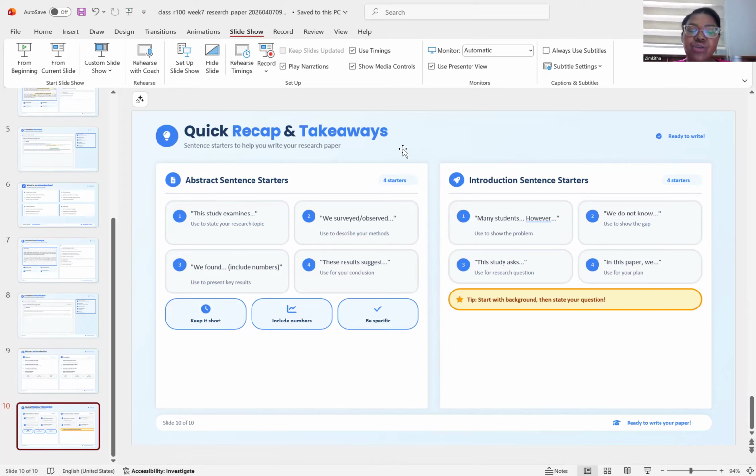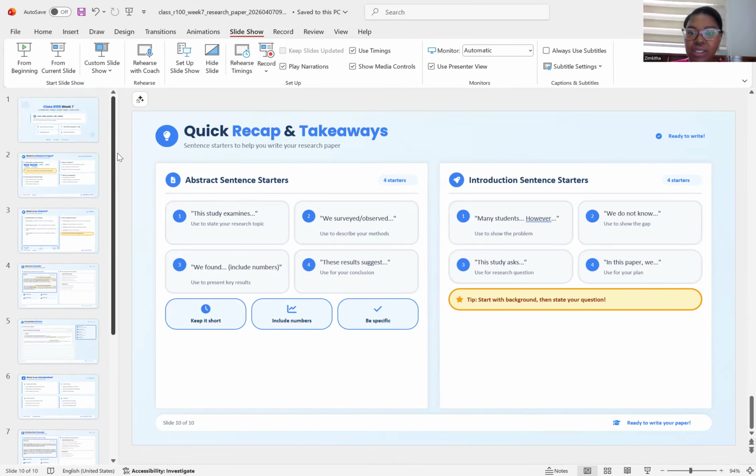All right, so this is what we looked at in the first two parts of a research paper. Another video will come out where we're going to look at the methods and the results. Okay, so number one, abstract. Number two, introduction. Number three, methods. Then we're going to look at results. And then further on, we'll look at discussion and conclusion.